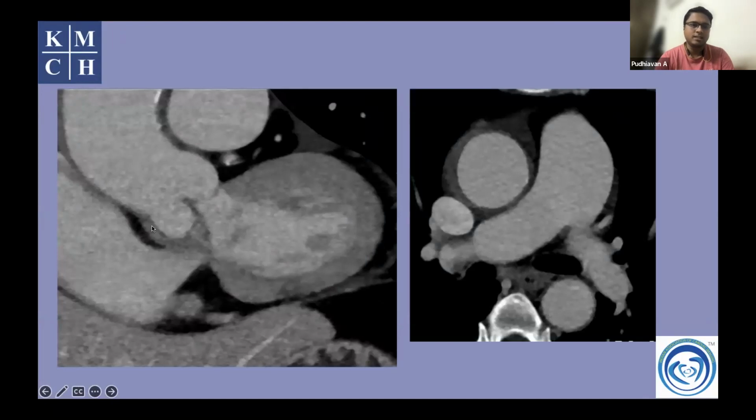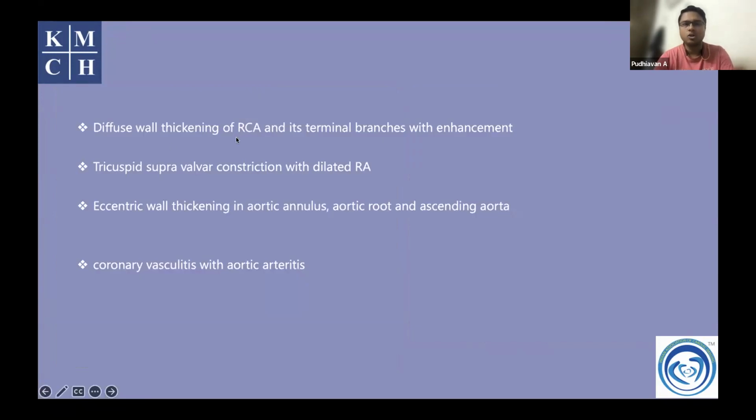So here you can see this eccentric wall thickening extending from the annular level and ascending along the ascending aorta, and the opposite side of the root was comparatively uninvolved. Again, the ascending aorta showing this eccentric enhancing wall thickening. So with these findings, we had a diffuse wall thickening of the RCA and its terminal branches with homogeneous enhancement and a critical long segment narrowing of the RCA.